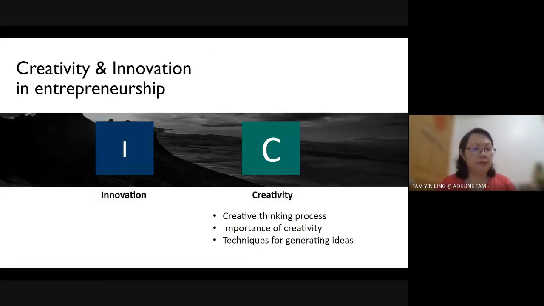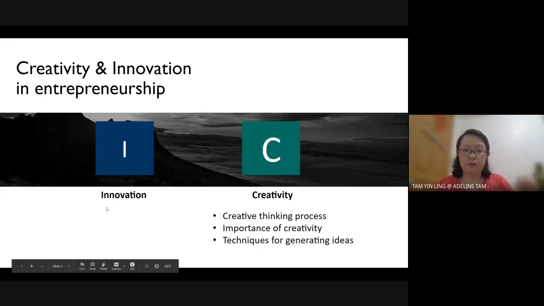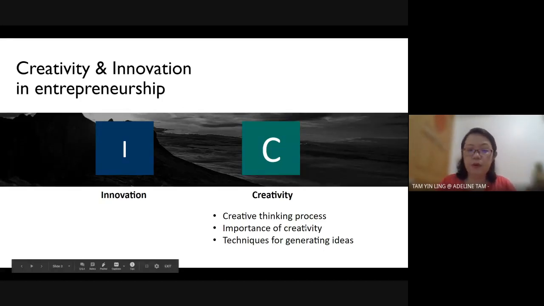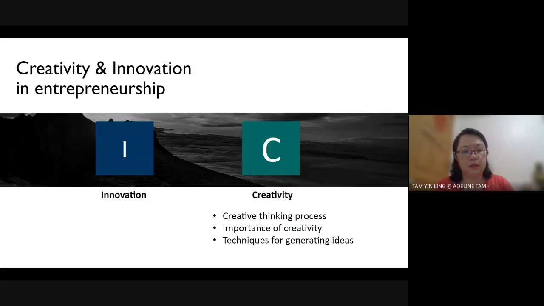All right, so for creativity and innovation in entrepreneurship, remember innovation is the product that you created. Okay, inovasi ialah produk tersebut yang dicipta. Creativity, we refer to the ideas. So we look at what are the creative thinking process that you can use to develop your ideas. Remember, for your group, when you do your discussion, you need to come up with ideas. So use the thinking process that we suggest to create your ideas. And then importance of creativity to people, okay, and techniques for generating ideas. So these are the topics that you are going to look at in this unit two.